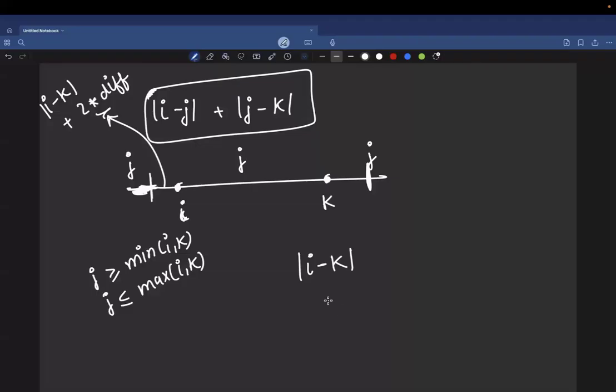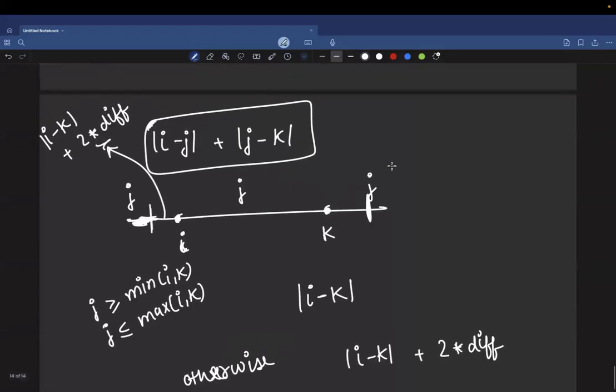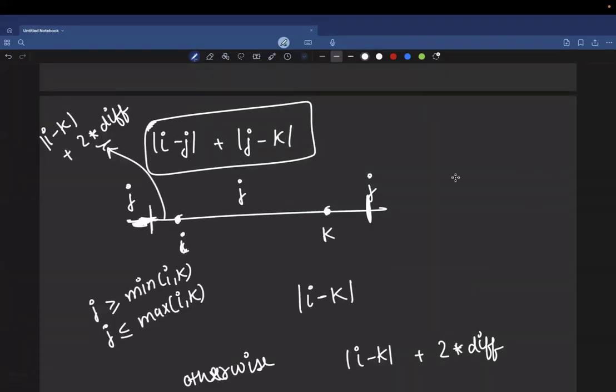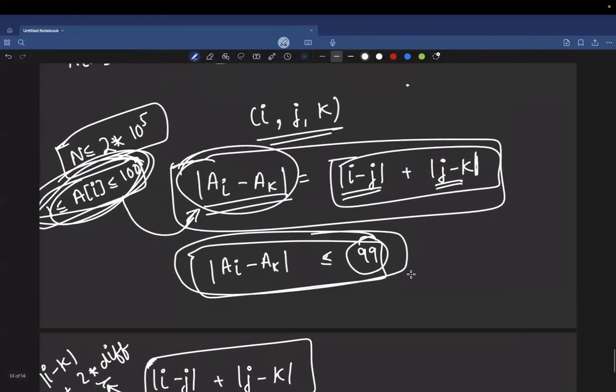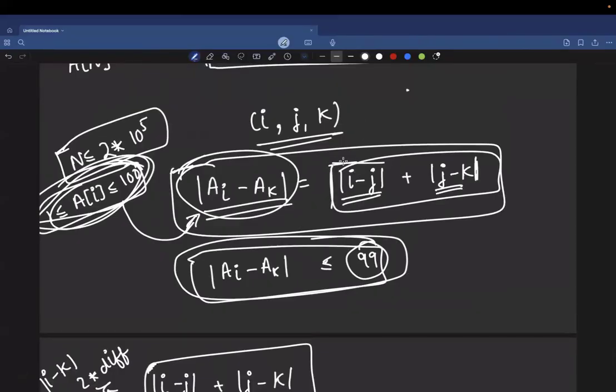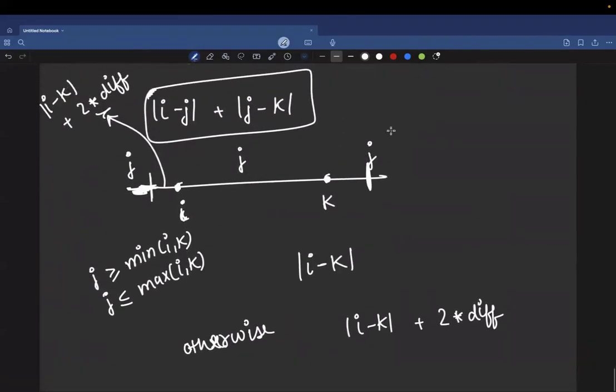Otherwise, the expression can be said as i minus k plus 2 into diff, where this diff is the distance of j to the closer point. Distance of j to the closer point. So we have just figured out a better way of writing this expression. This one looks simpler, but this one is actually giving us more information.